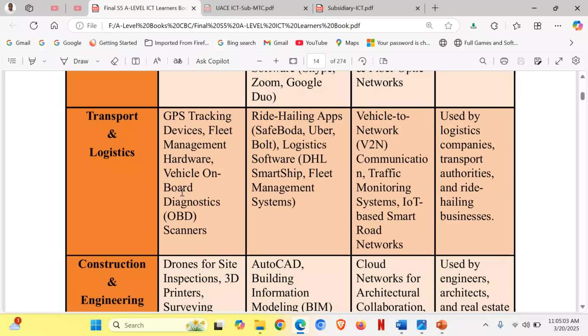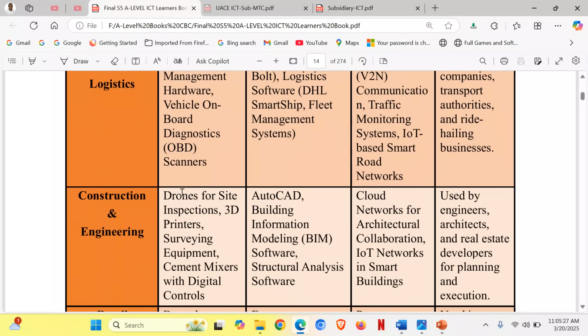When it comes to network, which tools do we have? Vehicle to network, that is V2N, communication. Then we have traffic monitoring systems, that is IoT, Internet of Things, based smart road networks. These are used by logistic companies, transport authorities, and ride-hailing business.